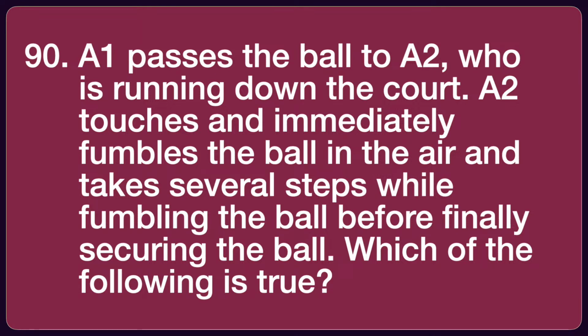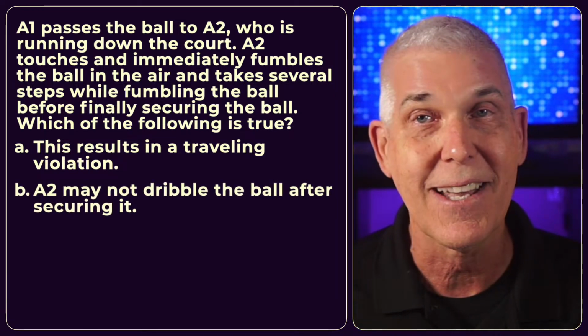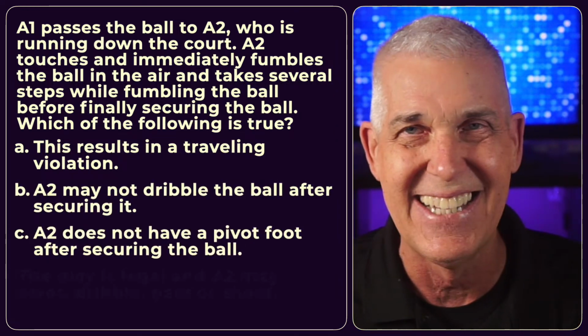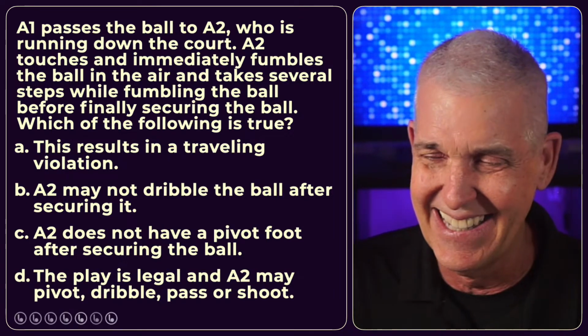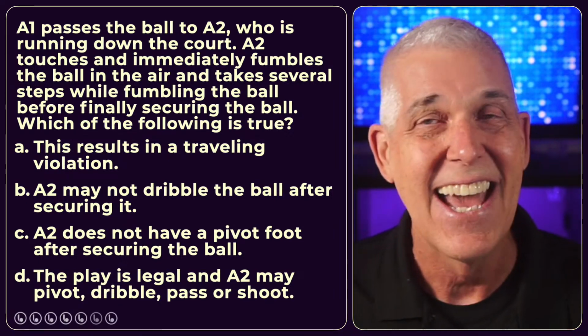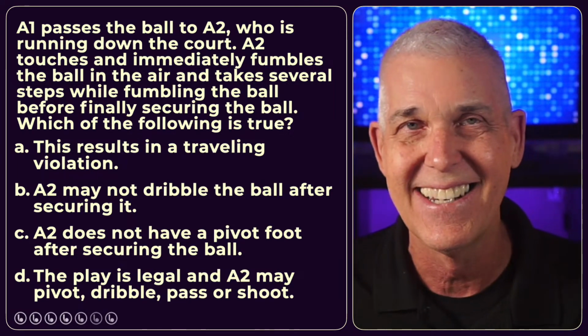A1 passes the ball to A2, who is running down the court. A2 touches and immediately fumbles the ball in the air and takes several steps while fumbling the ball before finally securing the ball. Which of the following is true? Well, I know in just about every game you work, this is going to be ruled a traveling violation. Mark my words. And if it's not, everybody in the gym knows it should have been a traveling violation.